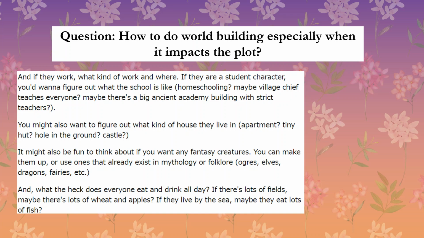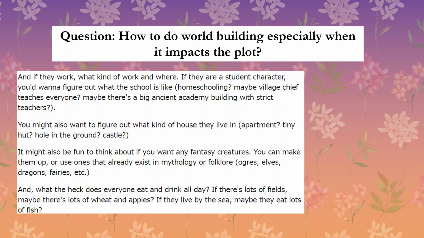Another thing to think about, maybe, would be what the heck does everyone eat and drink all day? If there's lots of fields, maybe there's lots of wheat and apples. Or if they live by the sea, maybe they eat lots of fish. So what they eat and drink could affect the plot, depending on what the plot is about. Maybe the plot is about some evil, dark figure, creature, thing, that has depleted the ocean of fish. Now, in this world, the characters live on fish, like fish is their thing. But now this evil thing has depleted the sea of fish. So what are they going to do about food now?